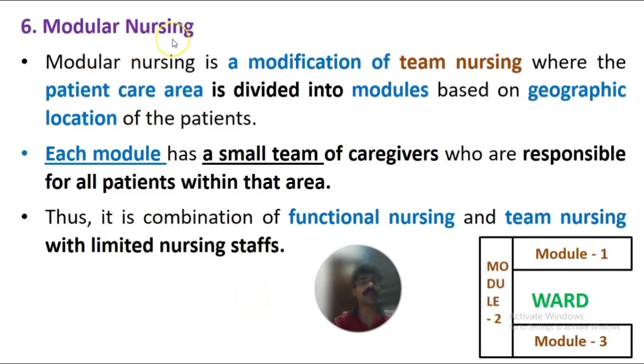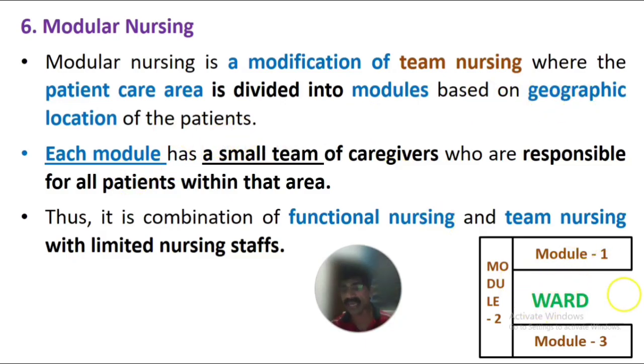Now the sixth method of patient care assignment is modular nursing. Modular nursing is a modification of team nursing. Just now we discussed what team nursing is, and modular nursing is a variety of the team nursing method, where the patient care area is divided into modules. Module means a small area, fragments. It is divided into modules based on the geographic location of the patient, where the patient stays in the hospital ward.